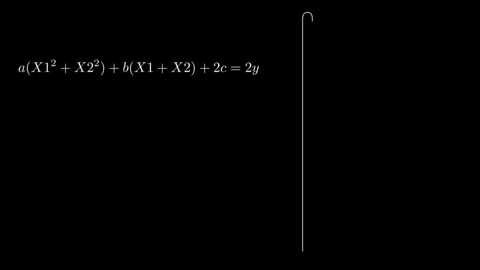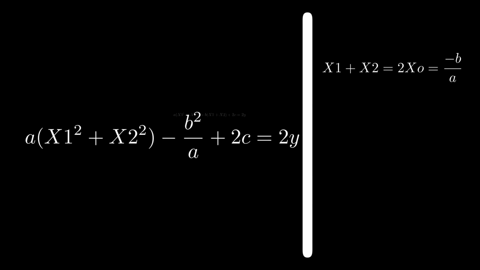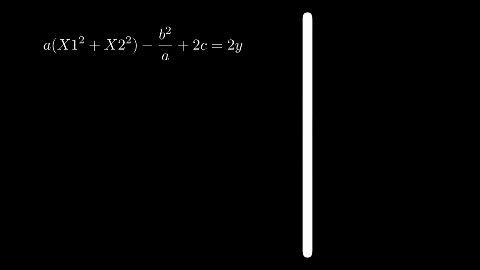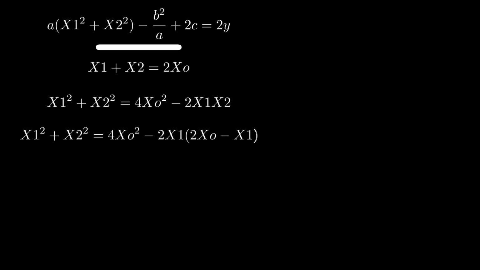We now move over to get the entire formula. We add the two functions. For x1 plus x2 we substitute minus b over a. Now we need to deal with x1 squared plus x2 squared. We use the formula of the average, x1 plus x2 over 2. We square both sides and rearrange.